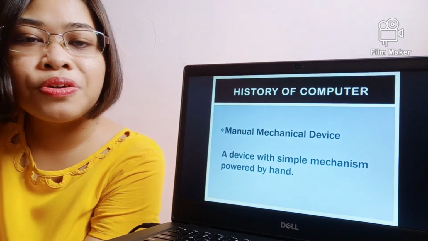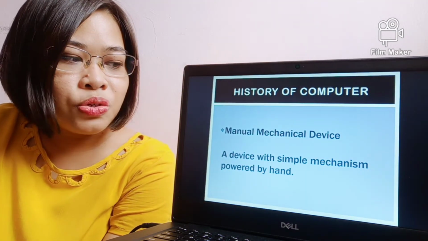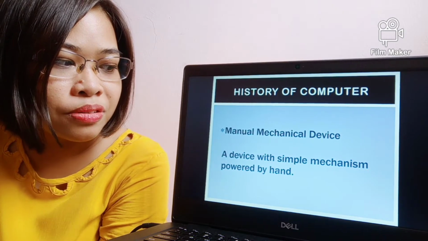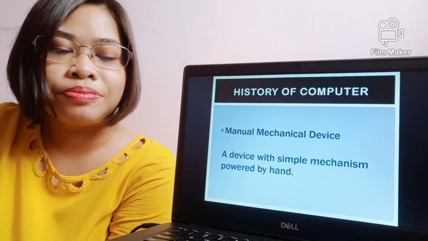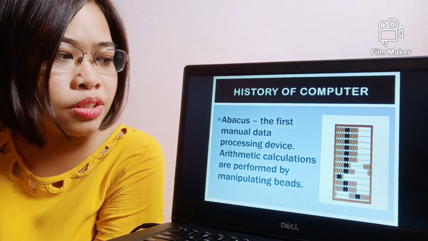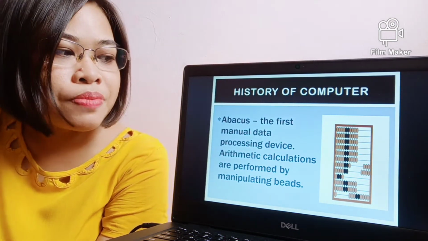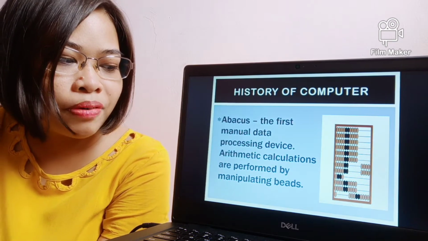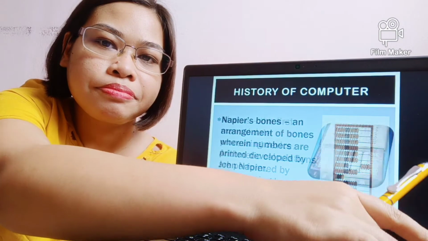The history of the computer began with a simple device with simple mechanism powered by the hands. And here they are. The first one is the abacus. It's the first manual data processing device, and arithmetic calculations are performed by manipulating hands.